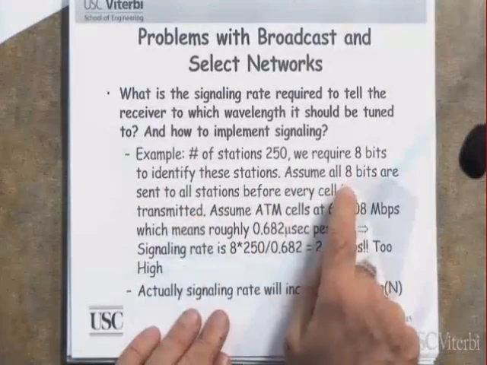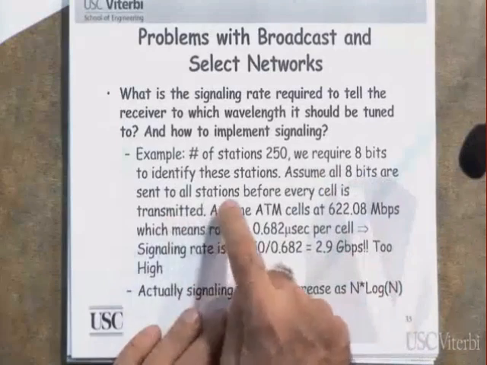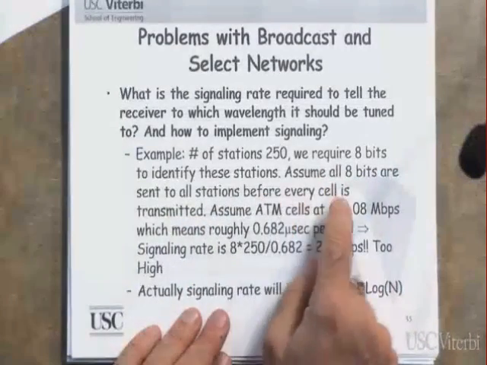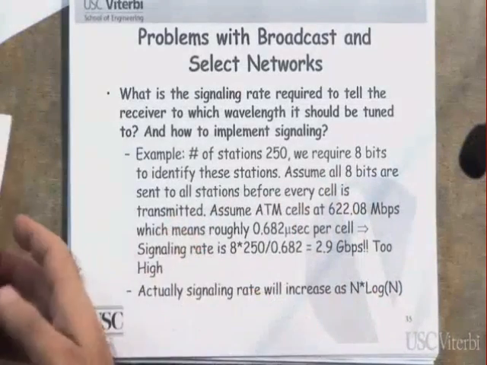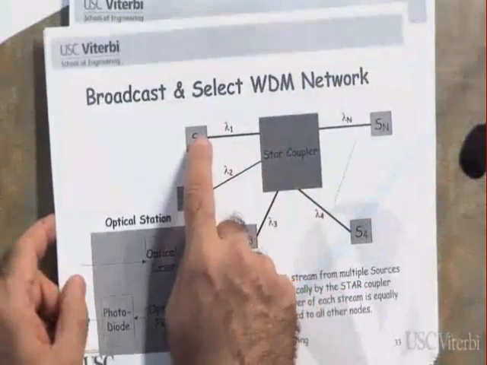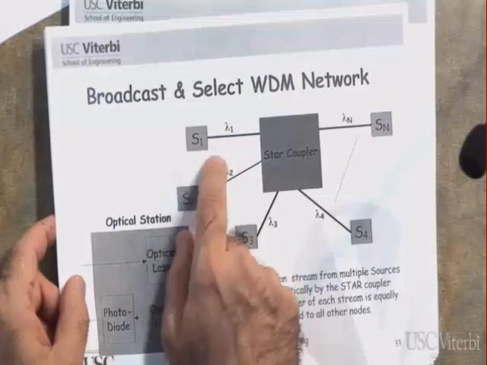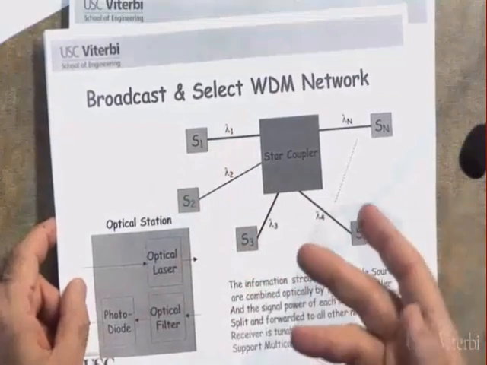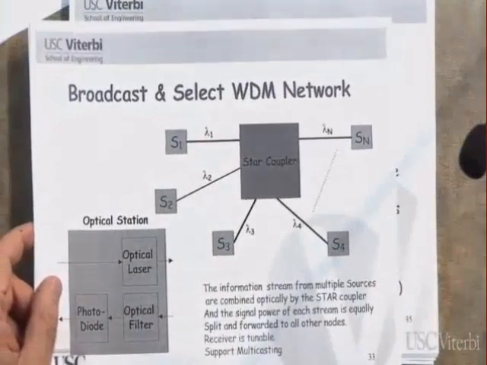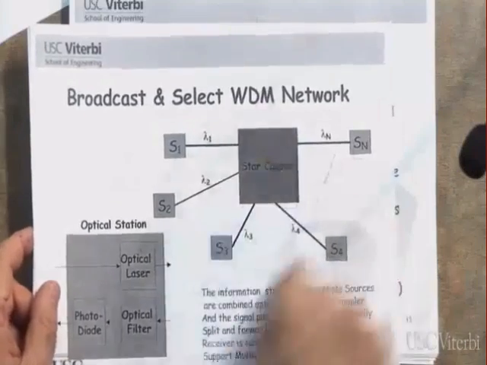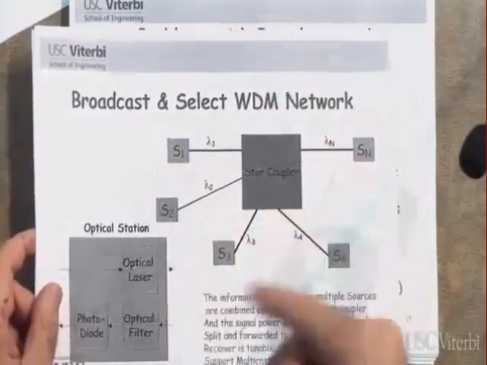What does this mean? All 8 bits are sent to all stations before every cell is transmitted. Before this one is transmitting, what does he do? He signals how many bits, using how many bits? 8 bits to all of them. To all of them. The time is 21 o'clock.